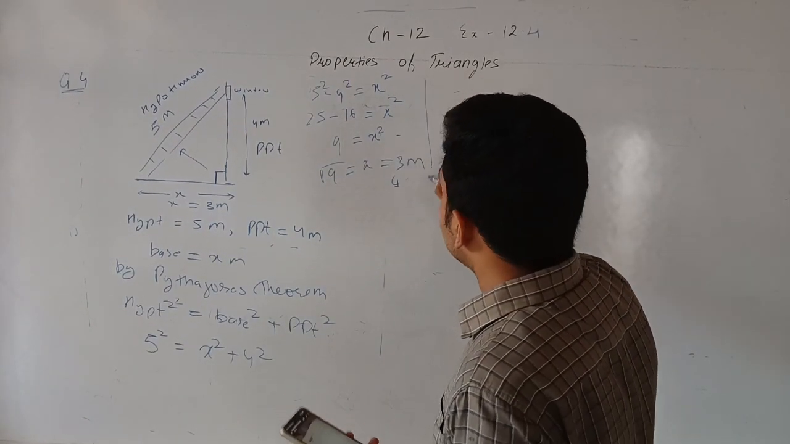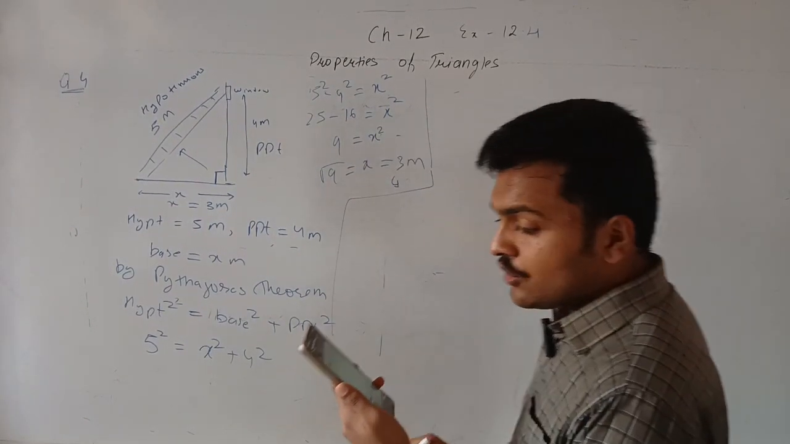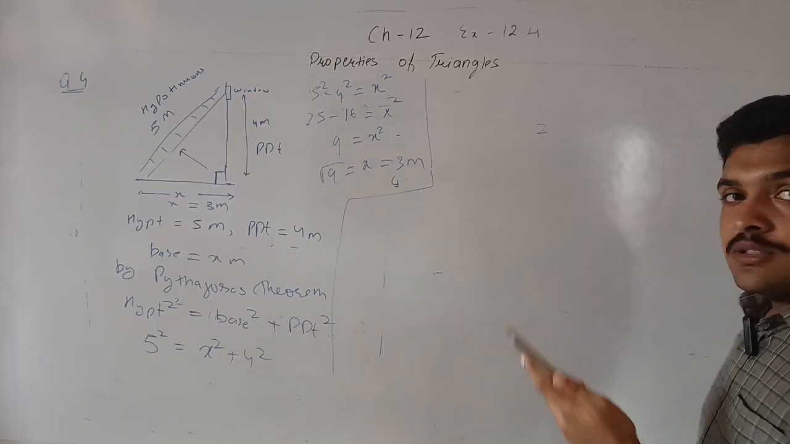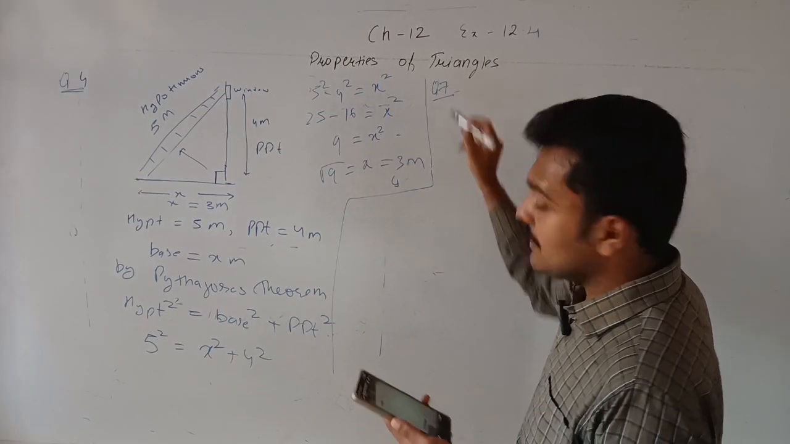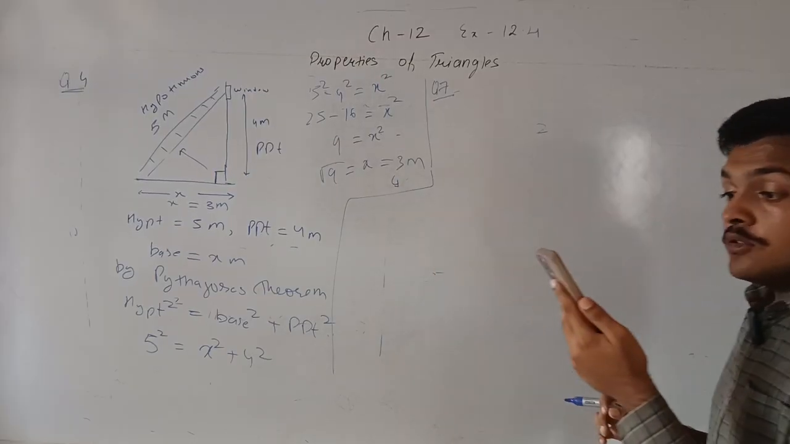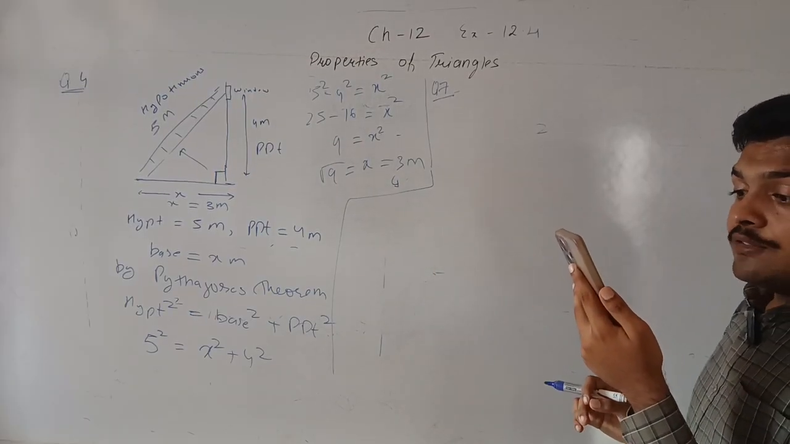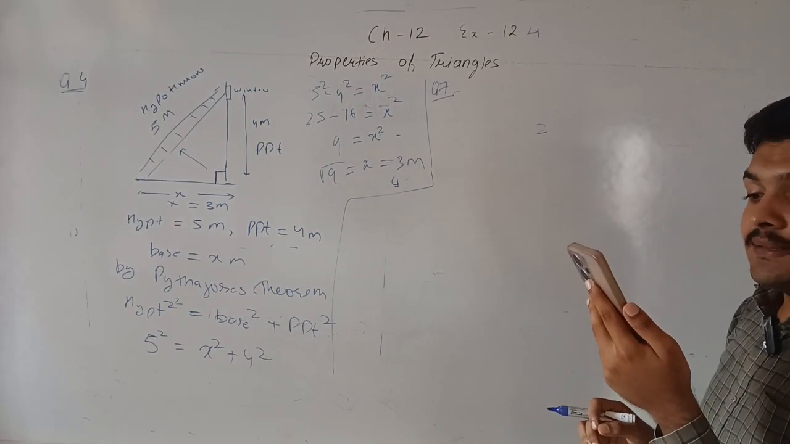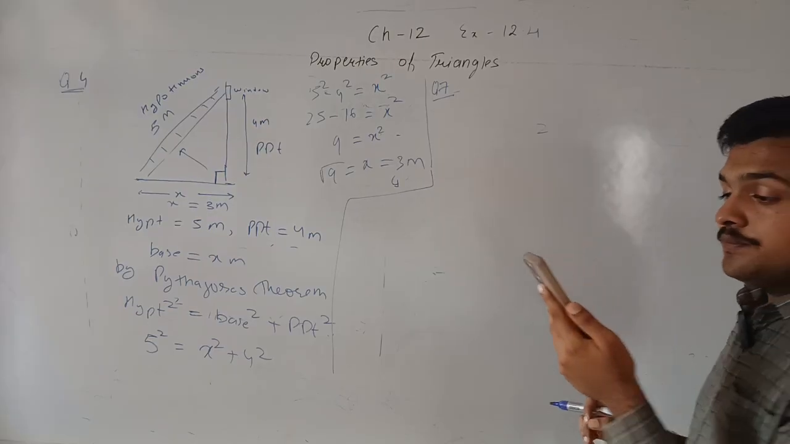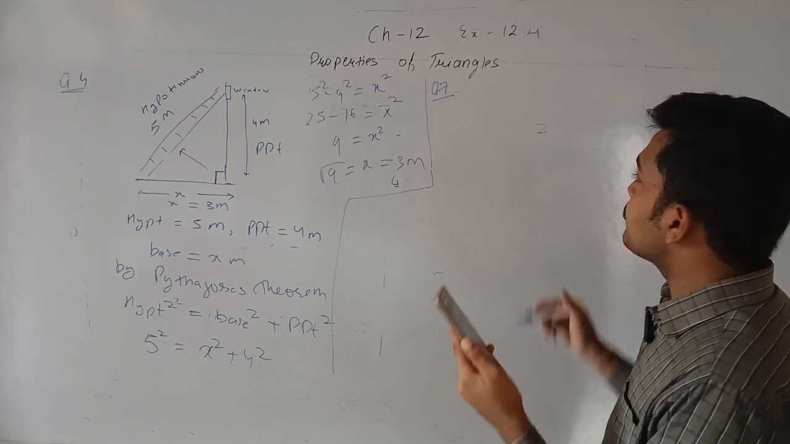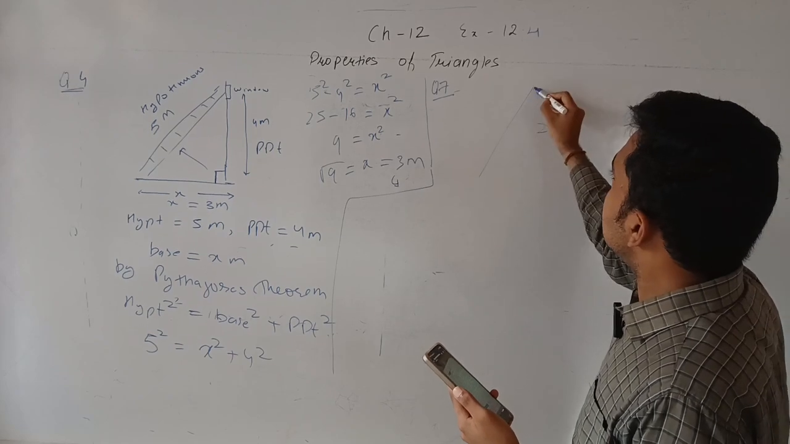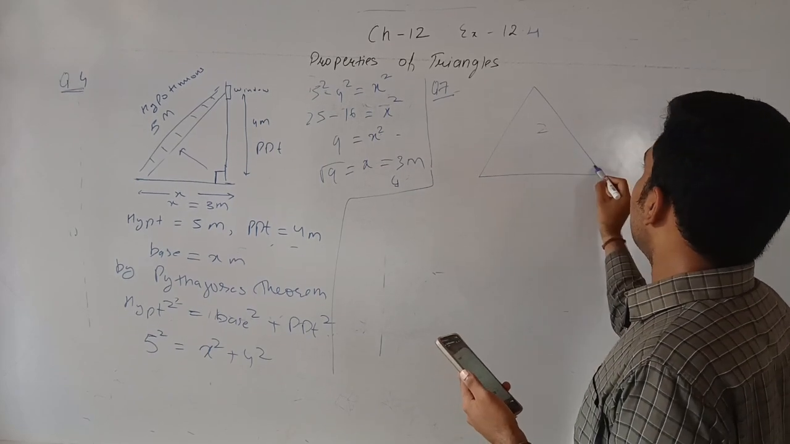Now we'll move to the next question. Question number 7 is our next question. ABC is an isosceles triangle with AC equal to BC. If AB squared is equal to 2 AC squared, prove that ABC is a right angled triangle.